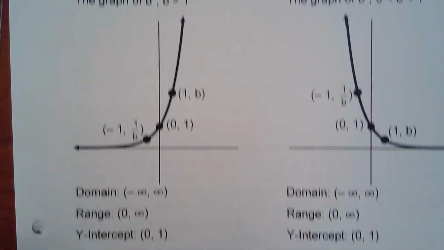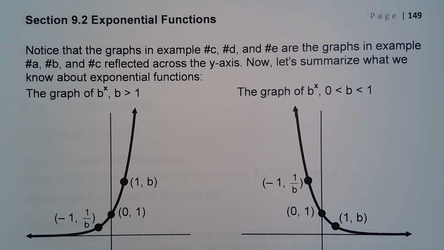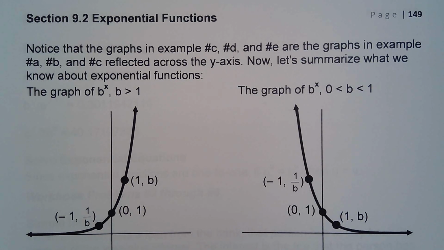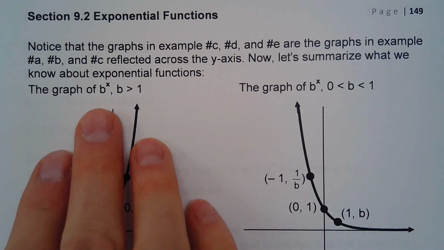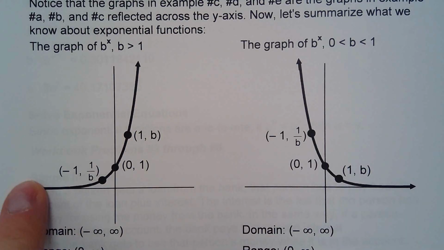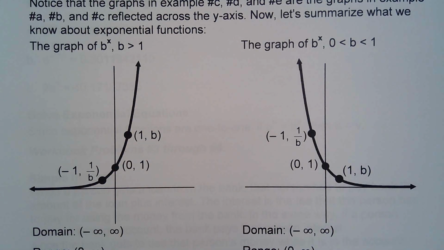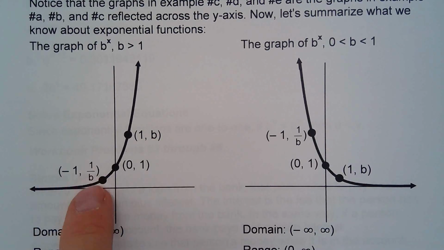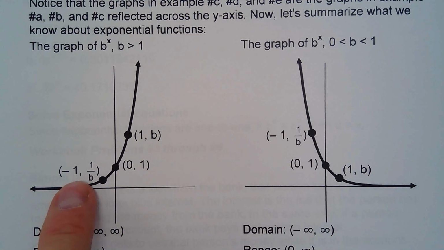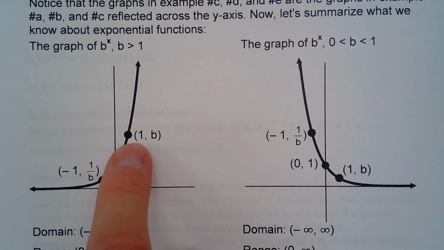So let's summarize. The graphs in examples C, D, and E are the graphs of examples A, B, and C reflected across the y-axis. And so we just summarize here. When my base is greater than 1, this is what my graph is going to look like. And it's always going to have these 3 anchor points: negative 1, comma 1 over b; 0, 1; and 1, comma b. So if my base is 4, my anchor points will be negative 1, comma 1/4; 0, 1; and 1, comma 4.